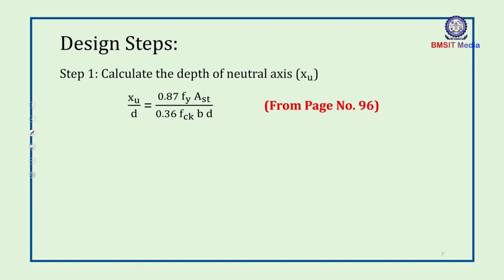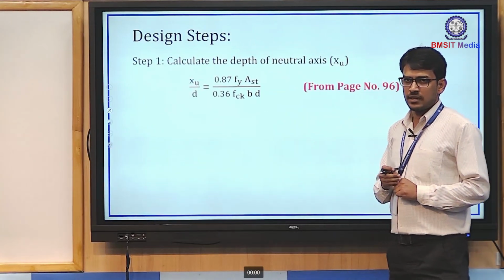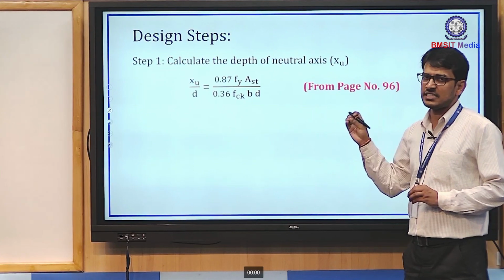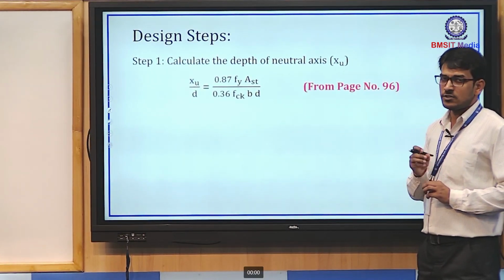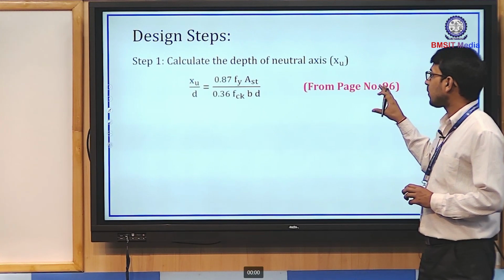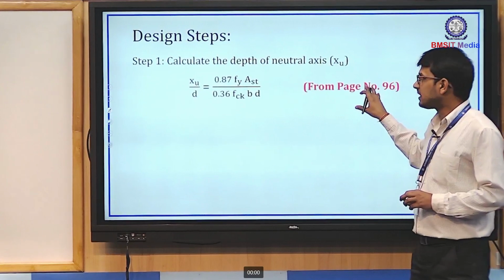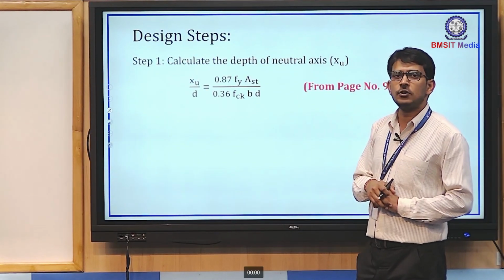Before going into the numerical, now we have the design steps. So what steps do we have to do? All these steps, as I told you, are given in IS 456-2000, and most of the steps are given at page number 96 of the code. The first step is to calculate the depth of the neutral axis.